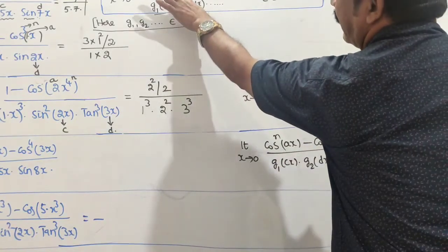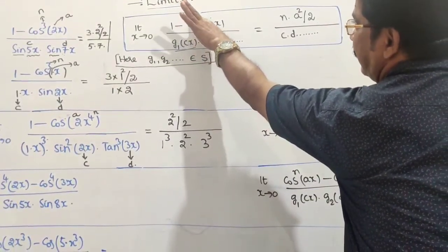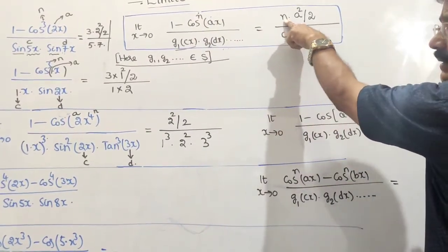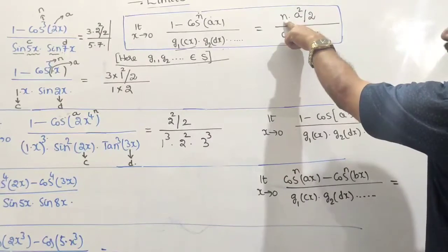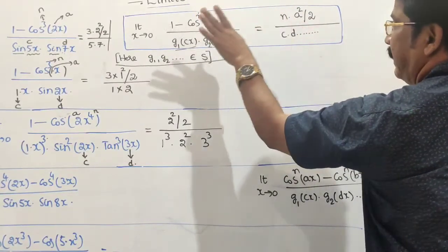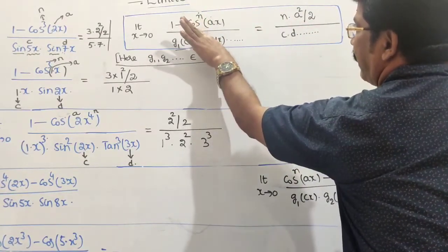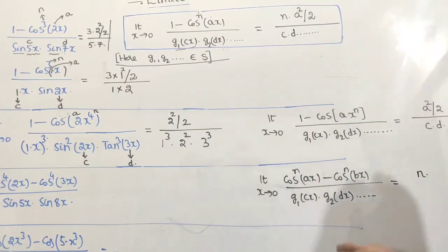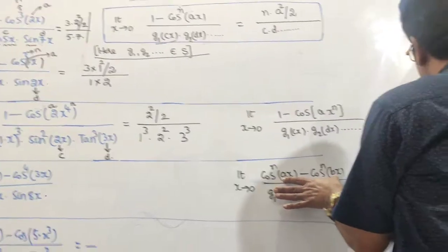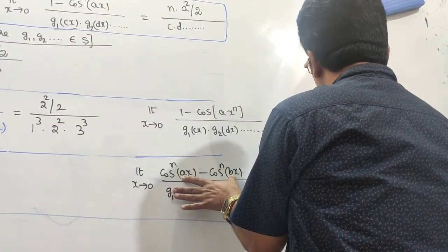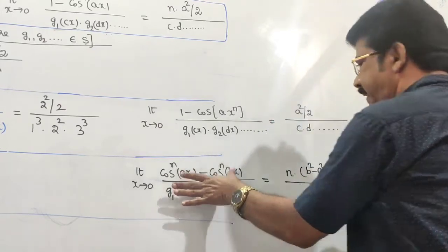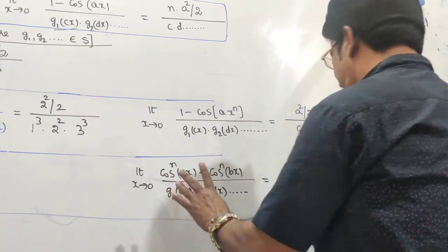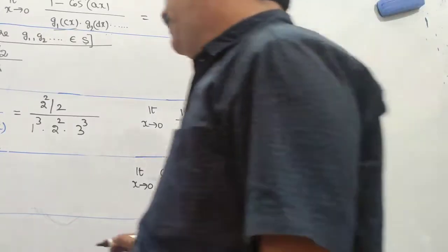Already I said, if cos contains the exponent n, then it will be affected in the shortcut or answer. So the degree of a trigonometric function will be present like that. Here also n into (b square minus a square) by 2, divided by the denominator c into d into, just like that. This is the shortcut. Okay, we will follow the same.